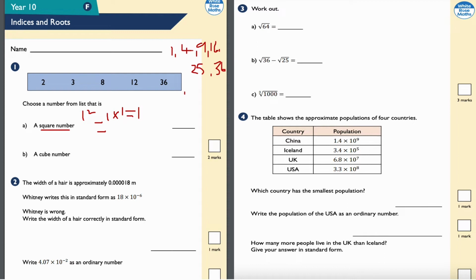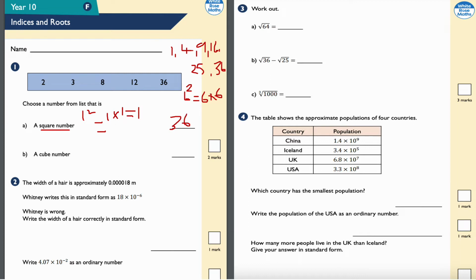So what I mean is 6 to the power of 2 is written like this. So 6 to the power of 2 just means 6 times 6. 6 times 6 is 36. So a square number is 36.